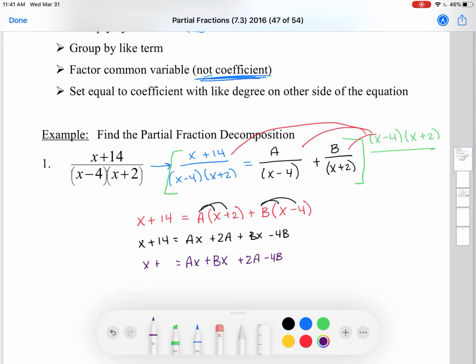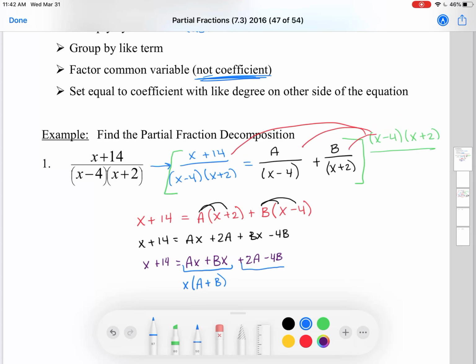I am not touching the left-hand side at all. In fact, that's going to be the hint that tells me how to continue down the road. All right. So step 5 says factor the common variable, not the coefficient. What that means is if you were to look at this group here, the things that are in common between ax and bx is just x. So I'm going to get to factor that out, leaving me with an a plus b.